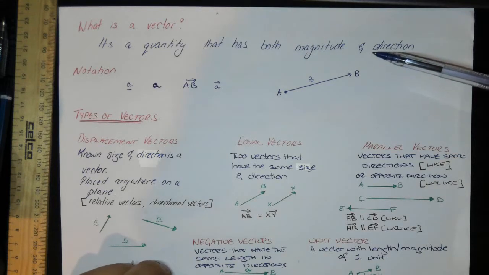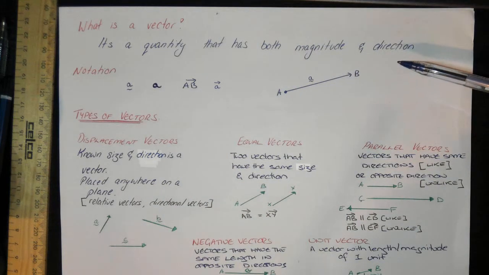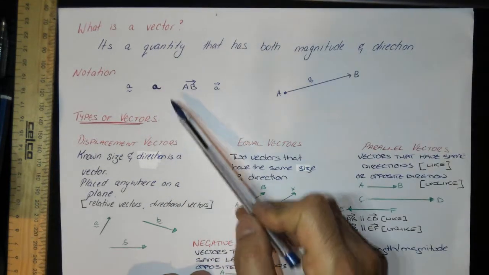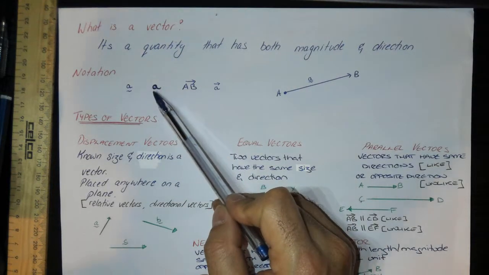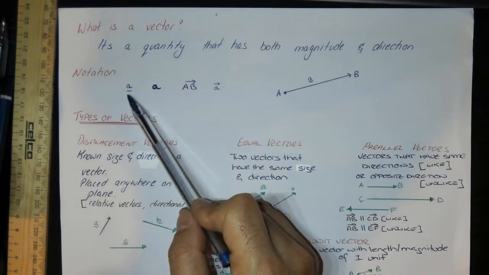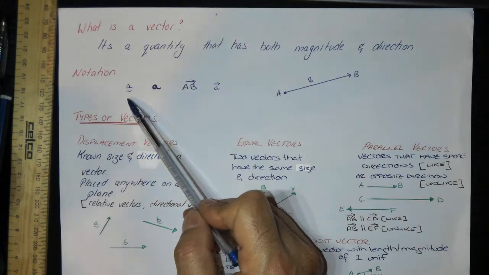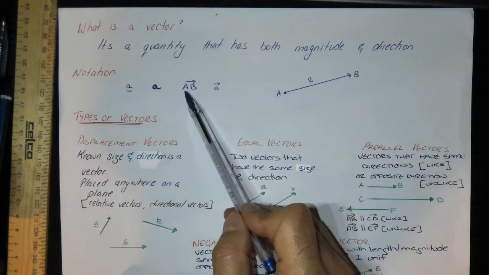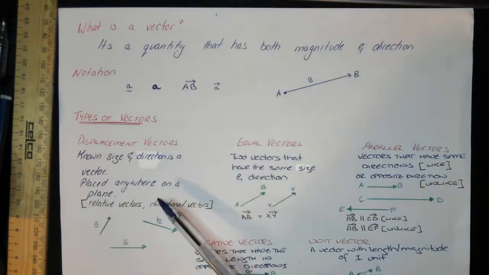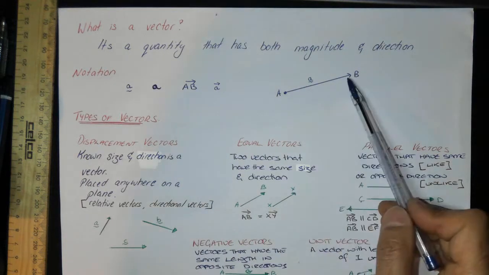So a length, a size, and a direction. There are different ways of writing vectors. In print, you might see it as a bold letter, but that's really hard to do using handwriting. So we can write it as a letter with a tilde. If it's a direction like AB, we can write AB with an arrow over it, or we can have a vector A with an arrow over it, something like that.